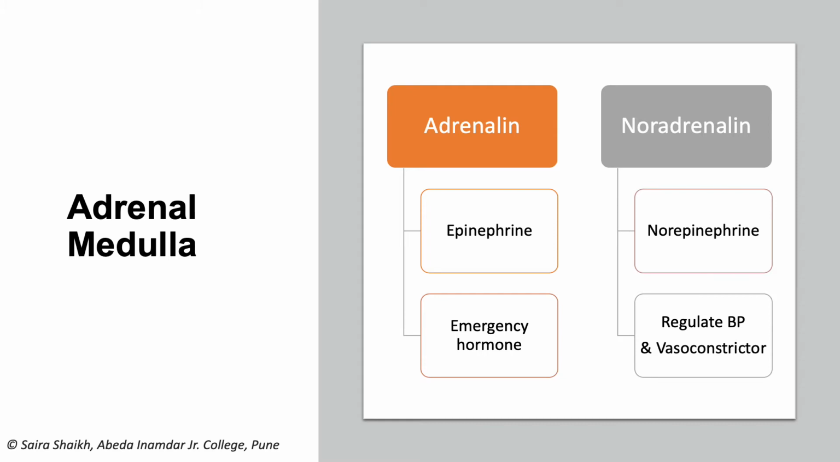Adrenaline is also termed the emergency hormone. During an emergency, that is the condition of fight and flight, this hormone is released. And that's why this hormone is called the emergency hormone. Noradrenaline is the hormone responsible for regulating the blood pressure and vasoconstriction.